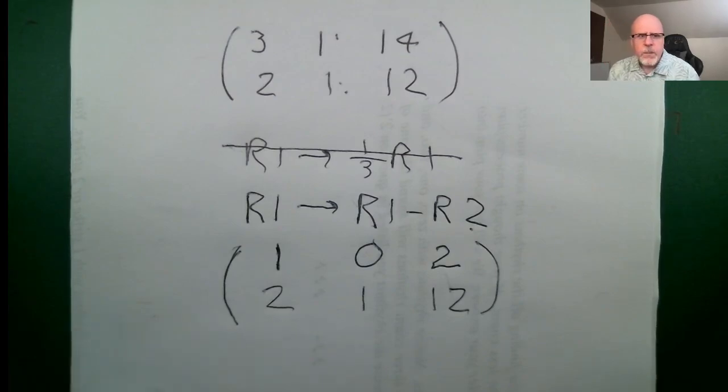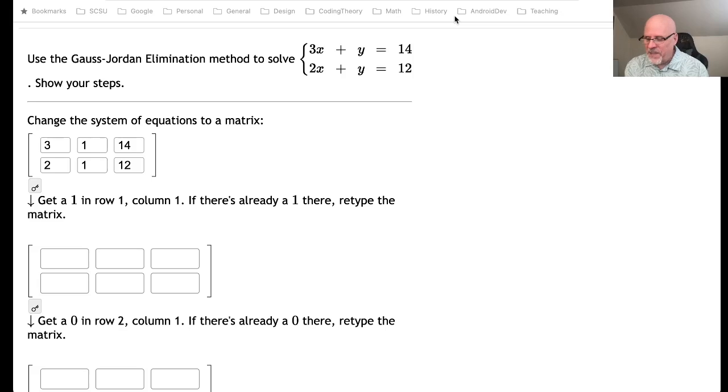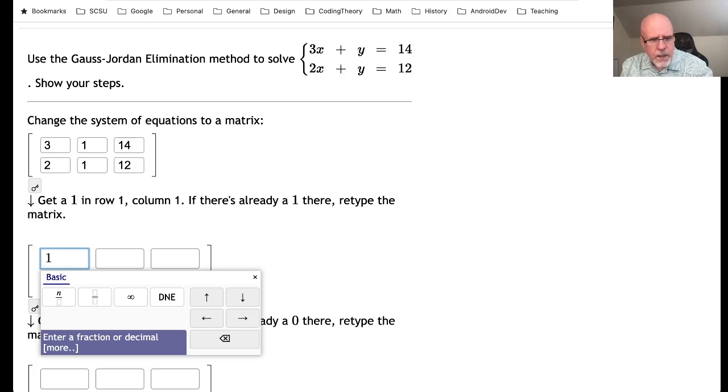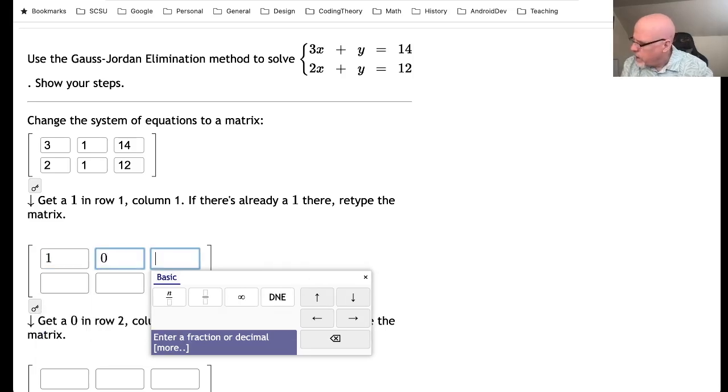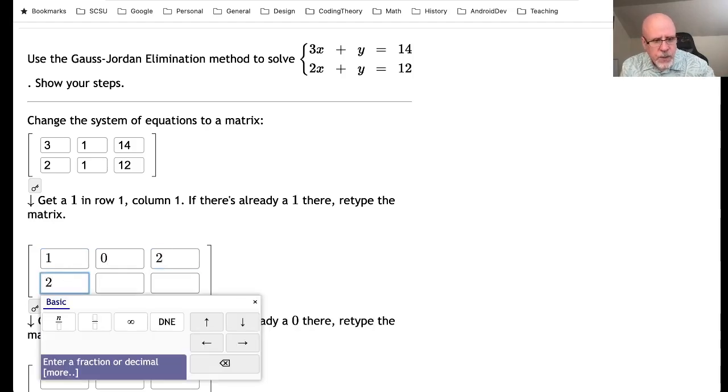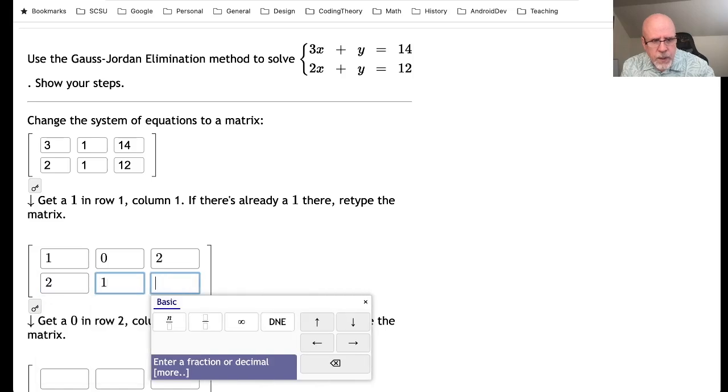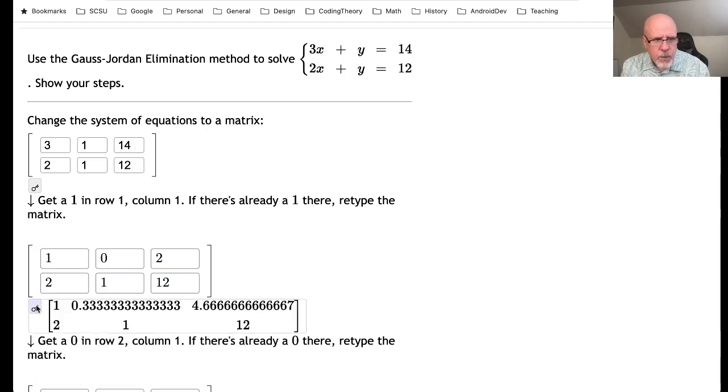Let me jump back to the My Open Math system, using the wrong computer's mouse. Okay, see if we've got it right so far. What I had in there was a 1, a 0, and a 2. And the second row was unchanged, right? It was still 2, 1, and 12. So I'll double check our answer.